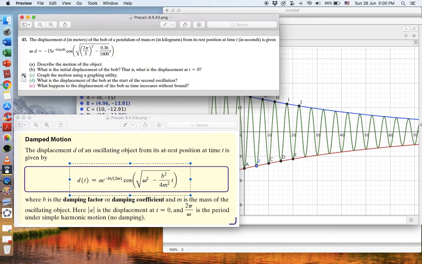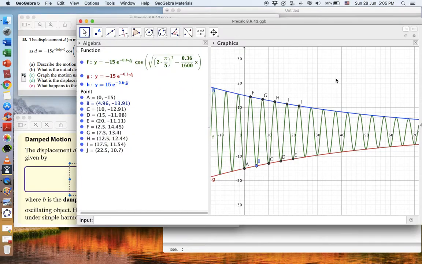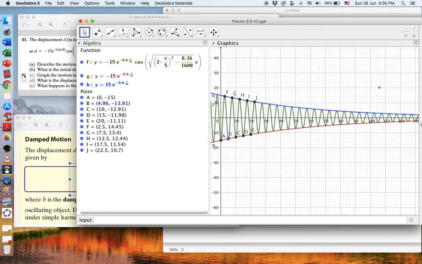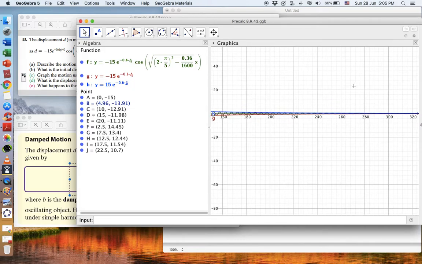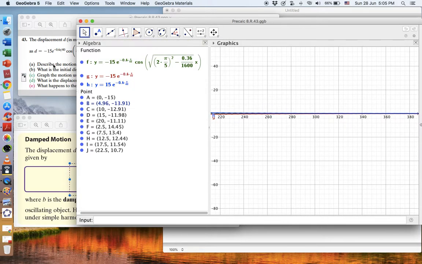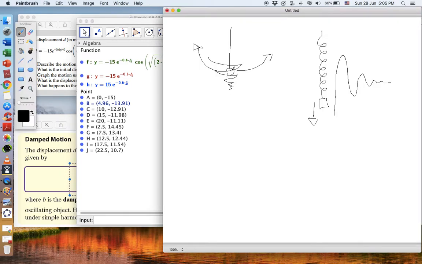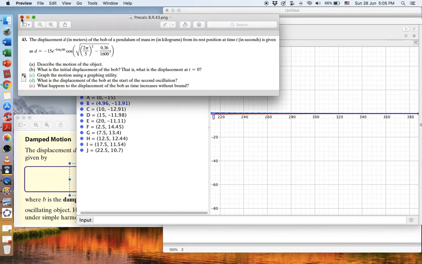And what happens to displacement as it increases in time without bound? Again, it'll return to its original resting place. As you would expect, if your grandfather clock runs out of power, then the pendulum eventually stops moving. If you tie a ball onto a string, eventually it'll stop moving. It'll just come to a resting place.